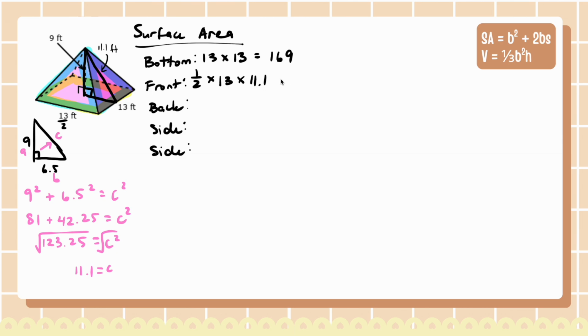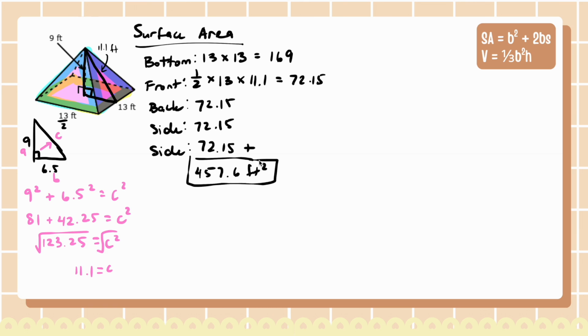So 11.1. All right, let's solve for the area of this triangle. That's going to be 72.15. And if one of the triangles is 72.15, that means all of them are. So I'm just going to go ahead and fill that in. Now let's add up all 5 sides, and we get a total of 457.6, and our units are going to be feet squared. And that's the surface area.